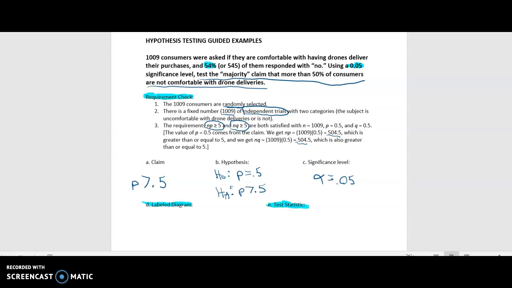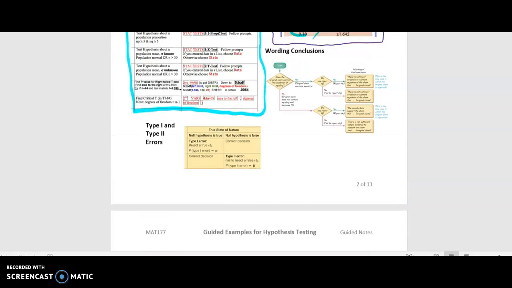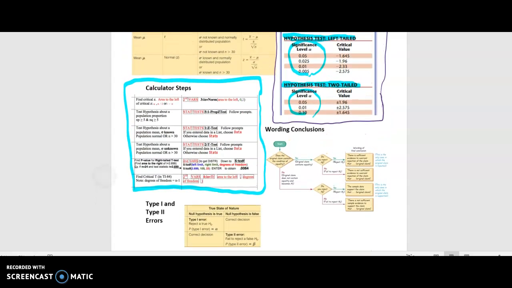And what I'm going to do is show you how to find your test statistic using your calculator. And we can also look at a diagram on our calculator. If you go to page 2, where we have hypothesis testing calculator steps, we know that we're testing a hypothesis about a population proportion. So that is the second option here. We're going to go to stat tests and use option 5, our one prop Z test, and follow the prompts.